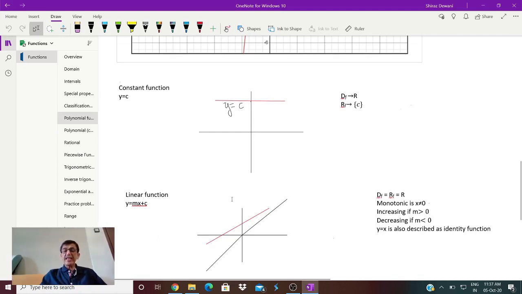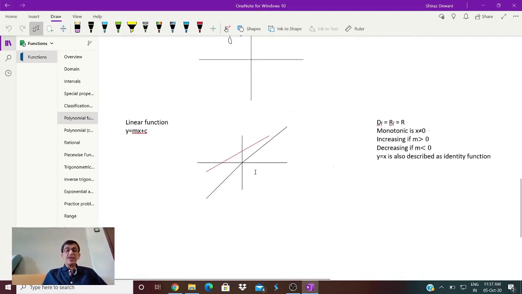Then we talk of the linear functions. This is your x and y axis, and this is your linear function. It's a straight line defined as y is equal to mx plus c. Domain and range are the set of all real values. Monotonicity: it is monotonic except if m is 0. If m is 0, this becomes y is equal to c, which is a constant function. Otherwise it will be going up if m is positive, and it will go down if m is negative.